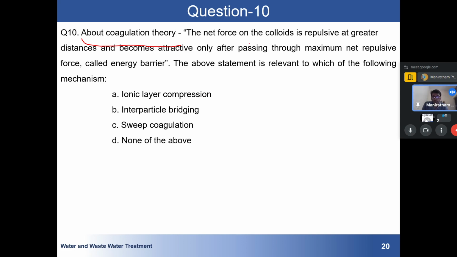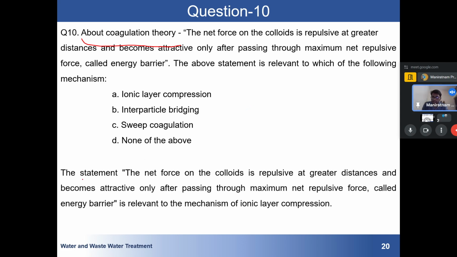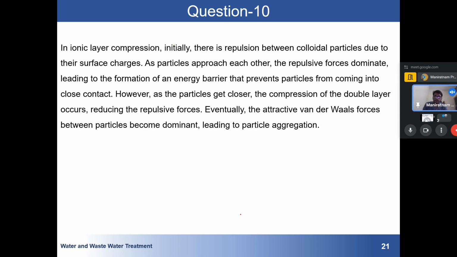The net force on the colloidal particle is repulsive at greater distance and becomes attractive only after passing through the maximum net repulsive force, called the energy barrier. The above statement is relevant to which of the following mechanisms? Okay, let me discuss the statement. The net force on the colloidal particle being repulsive is true. Why is it true?